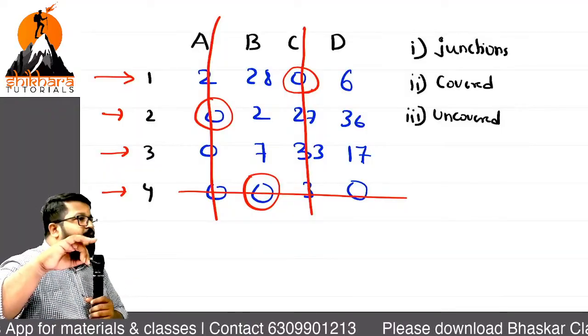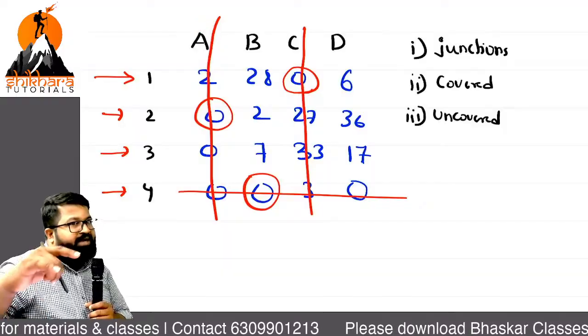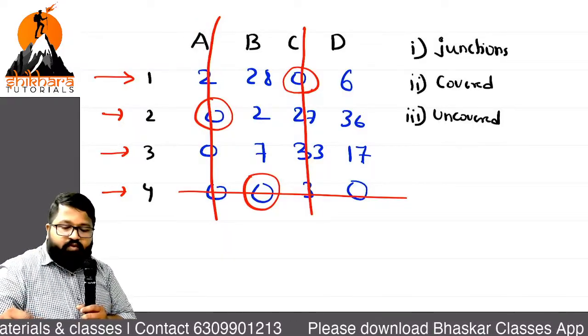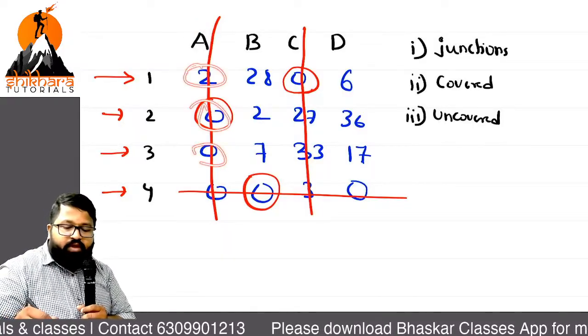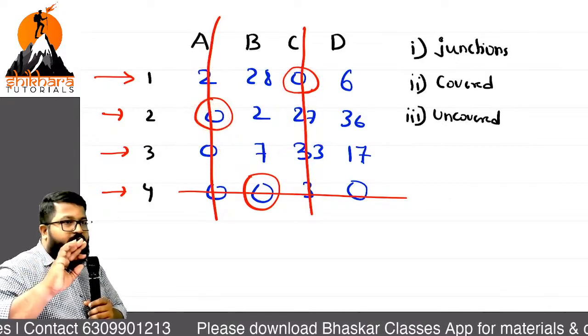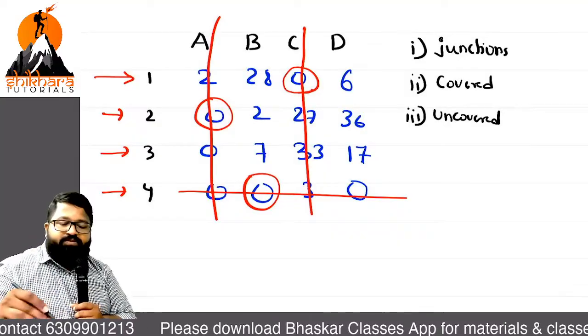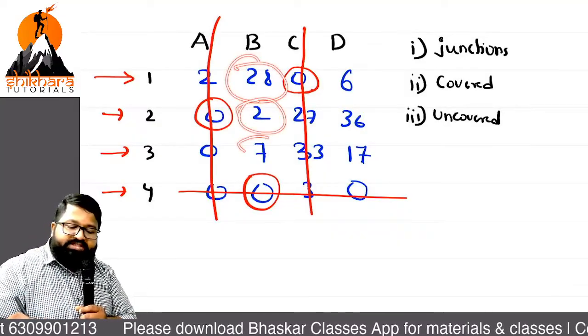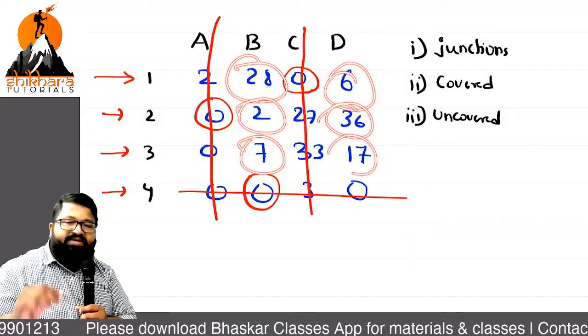Next, what are covered? Other than junctions, those covered by a line. So 2, 0, 0, 0, 27, 33. They are covered by the lines. Next, uncovered. Can you tell the uncovered elements? 28, 2, 7, 6, 36, 70.